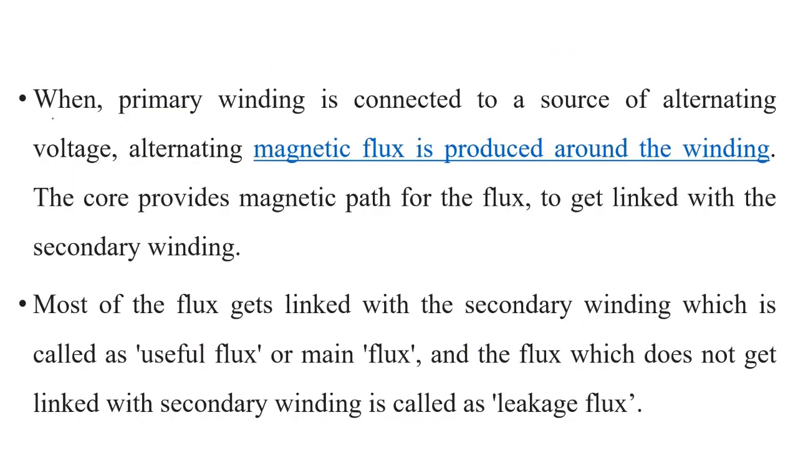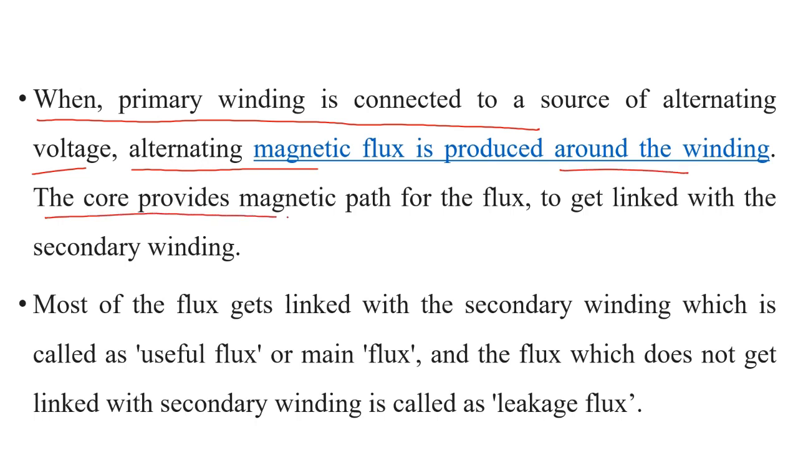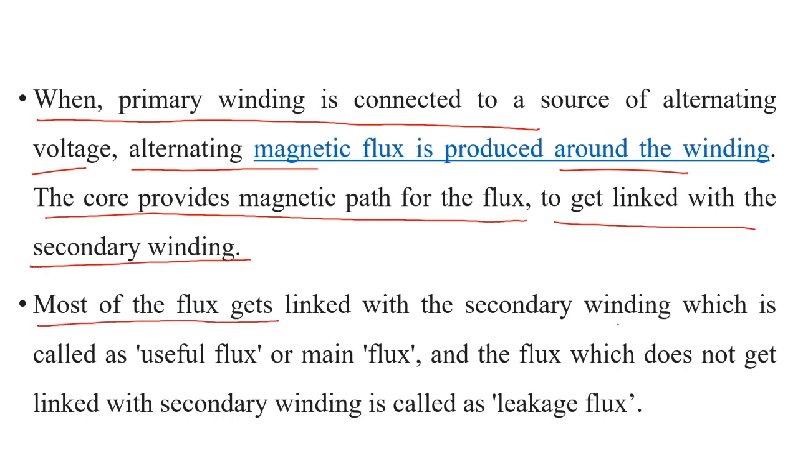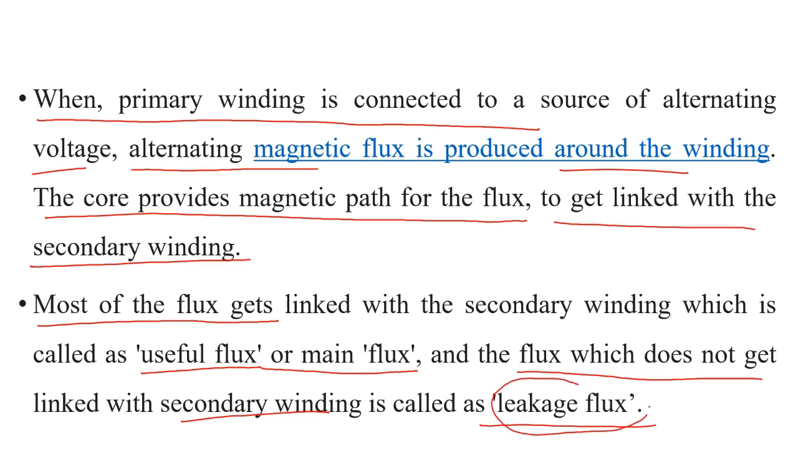Now the third point: when the primary winding is connected to a source of alternating voltage, alternating magnetic flux is produced in the winding, and the core provides the magnetic path for the flux to get linked with the secondary winding. Most of the flux gets linked with the secondary winding, which is called the useful flux. We can also call it main flux, and the flux which does not link with the secondary winding is called the leakage flux. Because of this leakage flux, we get some losses, and the system performance is also somewhat less.